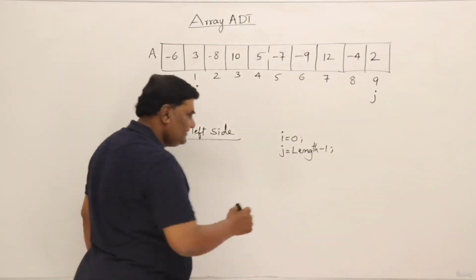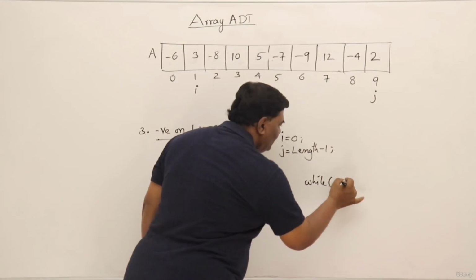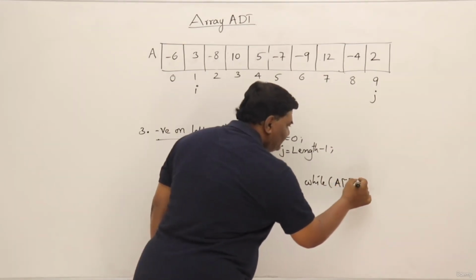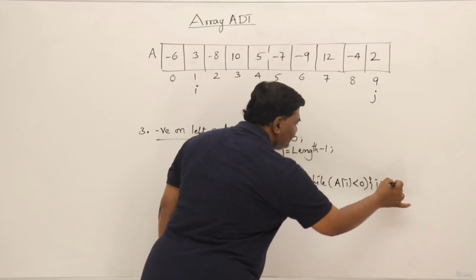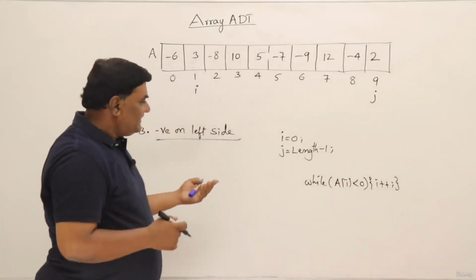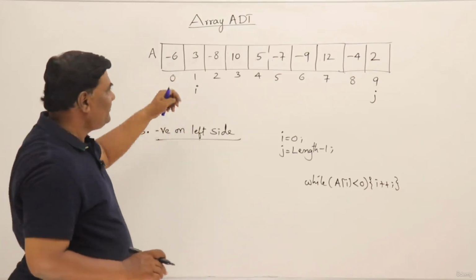So I can write while a of i is less than 0, continue i plus plus. So when the number is negative, let i move ahead. If it is positive, it stops. So yes, we got a positive.